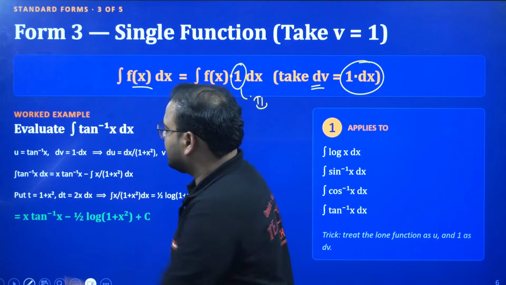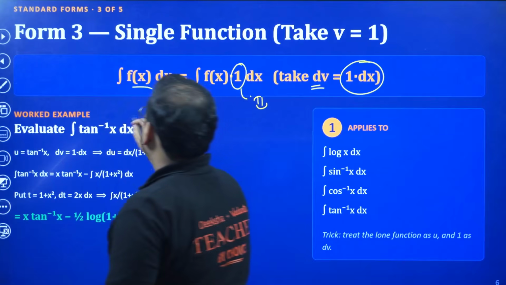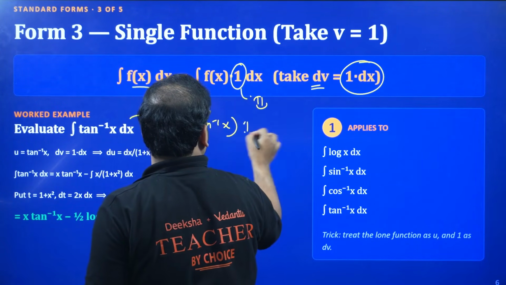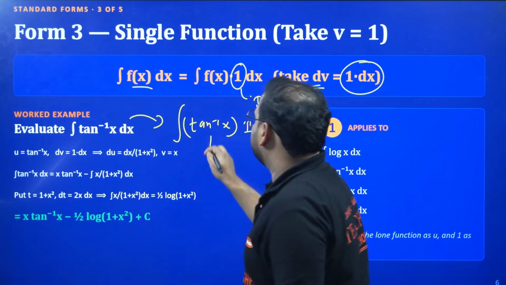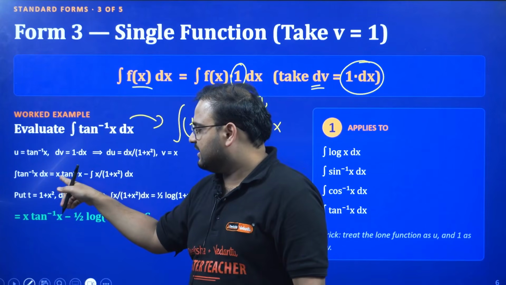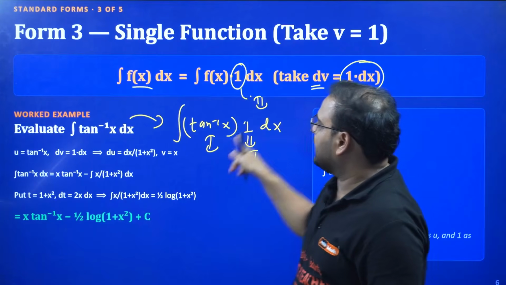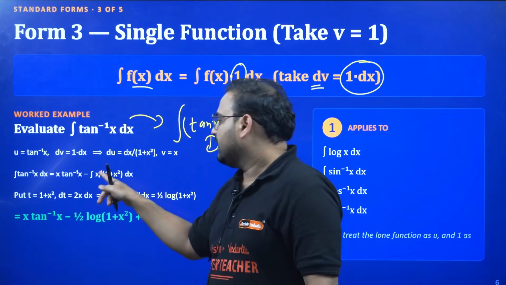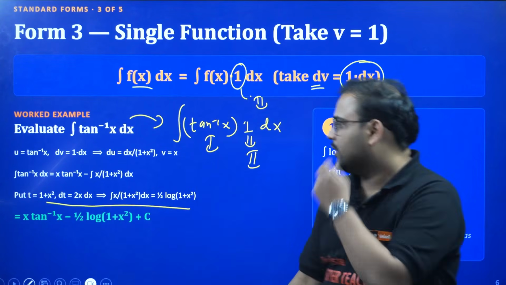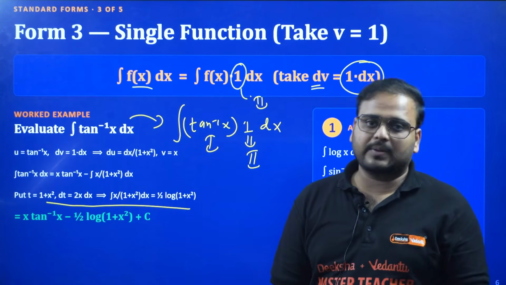f(x) is my first function, so I'm going to keep tan inverse as it is and integrate 1. So I've taken this as integration of tan inverse of x into 1 dx. This is my first function and this is my second function. Tan inverse as it is, integrate 1, that will become x. This time differentiate tan inverse, again this will be x. You'll have to integrate one more time x upon 1 plus x square by using the substitution method. This will come as x tan inverse of x minus half of log of 1 plus x square plus c.